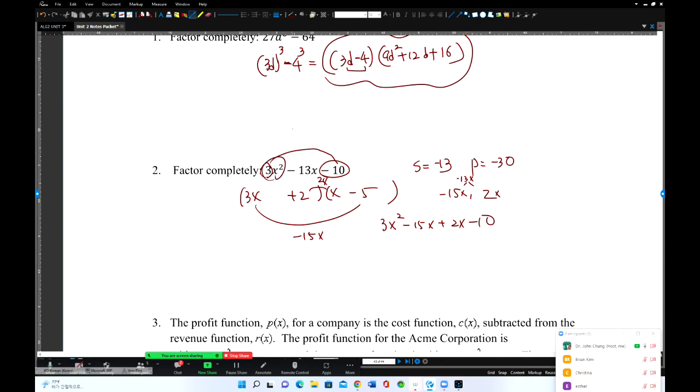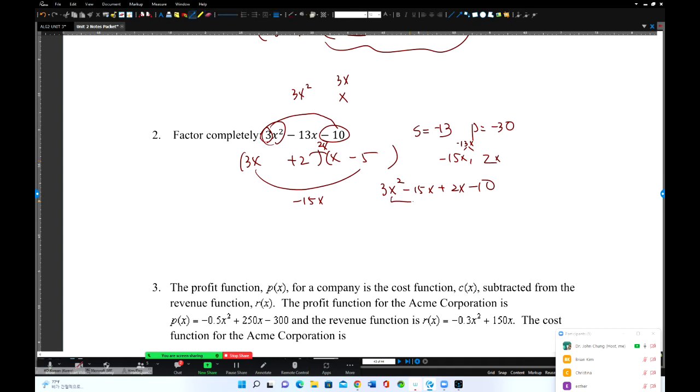This one, 3x squared, can be factored as 3x and x. If we have 6x squared, there are a lot of options: 6x and x, 2x and 3x. In this case, it's better to go this way. But if you are very strong with this trial and error method, you can go that way. But this one takes time, right? But it doesn't matter. Grouping is what is there.